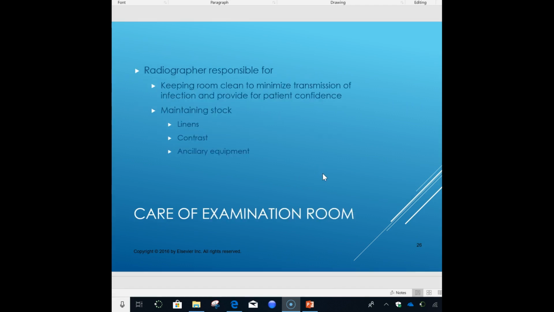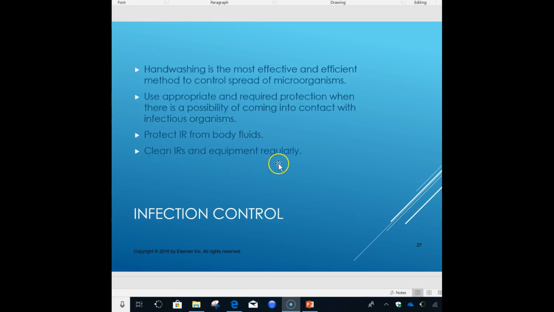And we went over some of these things already, so I don't want to repeat some of these. Just make sure that you stock your room. Make sure you have linen, contrast. Not only that it's stocked, but make sure you look at the date, make sure it's not expired, or if it's close to being expired, let the technologist know. Keeping the equipment clean, wiping everything down.